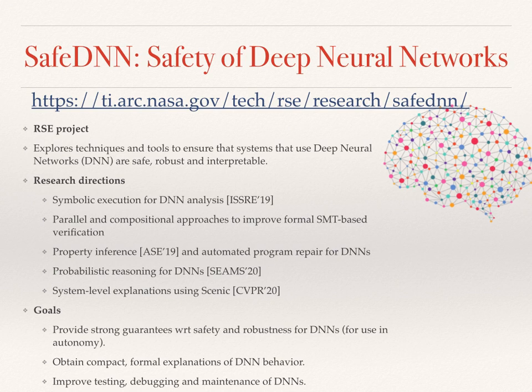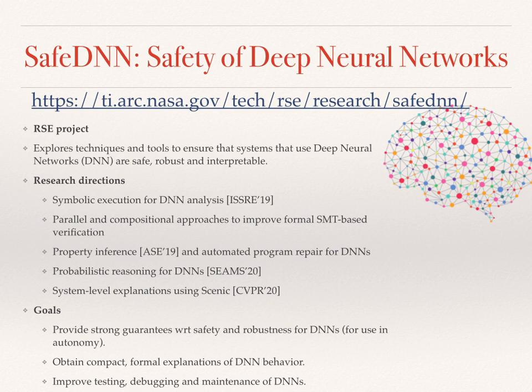So, for instance, with collaborators from UT Austin, Sarfraz Khurshid's group, we developed symbolic execution techniques for the analysis of neural networks. Also, in another mini project that is part of this overall project, we are studying parallel and compositional approaches to improve formal constraint-based verification of neural networks. And in this mini project, we are collaborating with Stanford University, Clark Barrett's group. In another mini project, we have developed property inference techniques for neural networks, and I'll describe it in more detail a bit later in this talk.